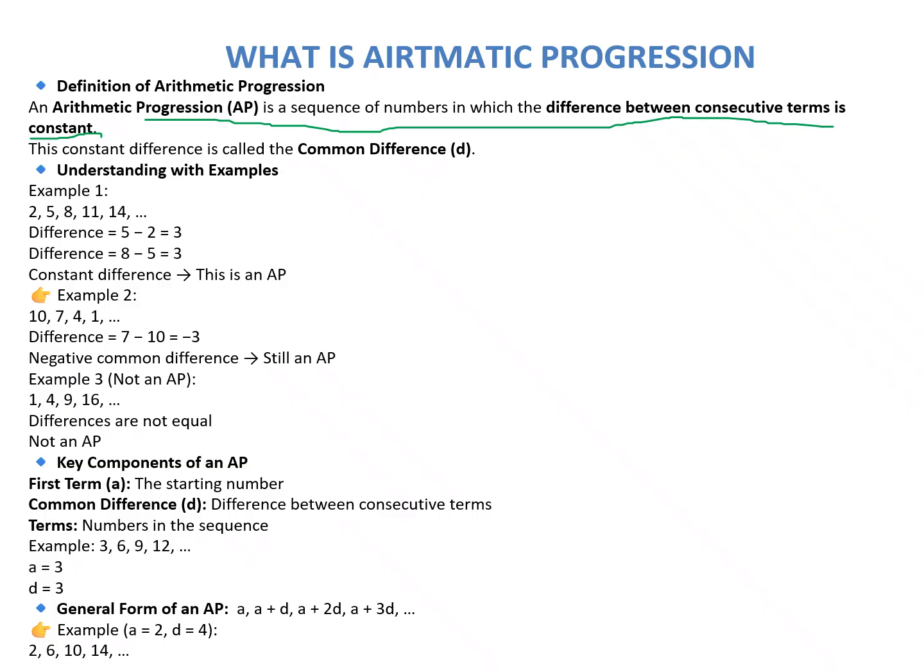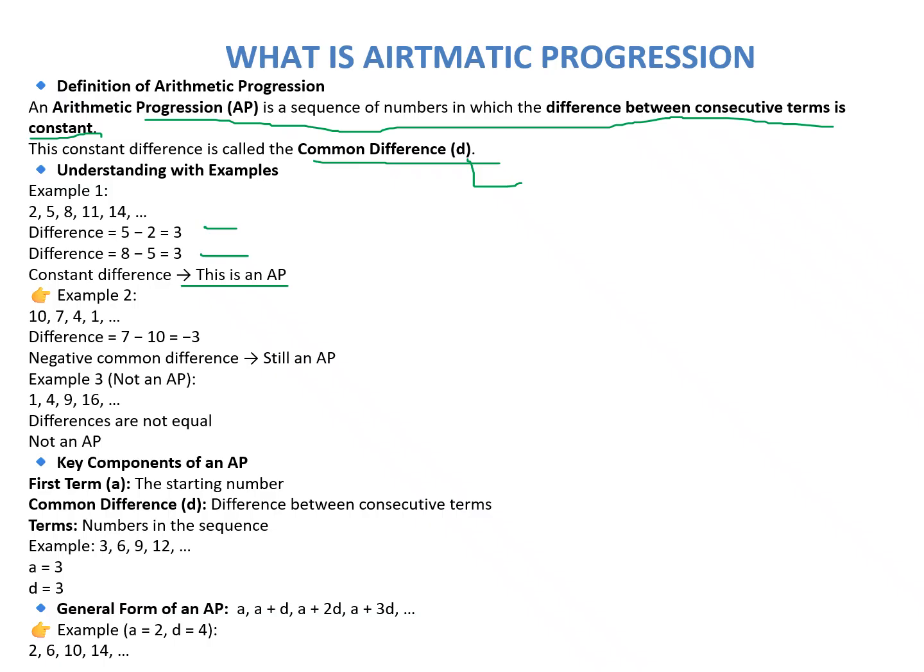And this constant difference we normally call the common difference, which is denoted by D. This is very, very important. For example, we have the numbers 2, 5, 8, 11, and we have to find the difference here. If we subtract 5 minus 2, it gives us 3, 8 minus 5 gives us 3, 11 minus 8 gives us 3. So this is a constant difference, 3, 3, 3, and hence this is an AP.